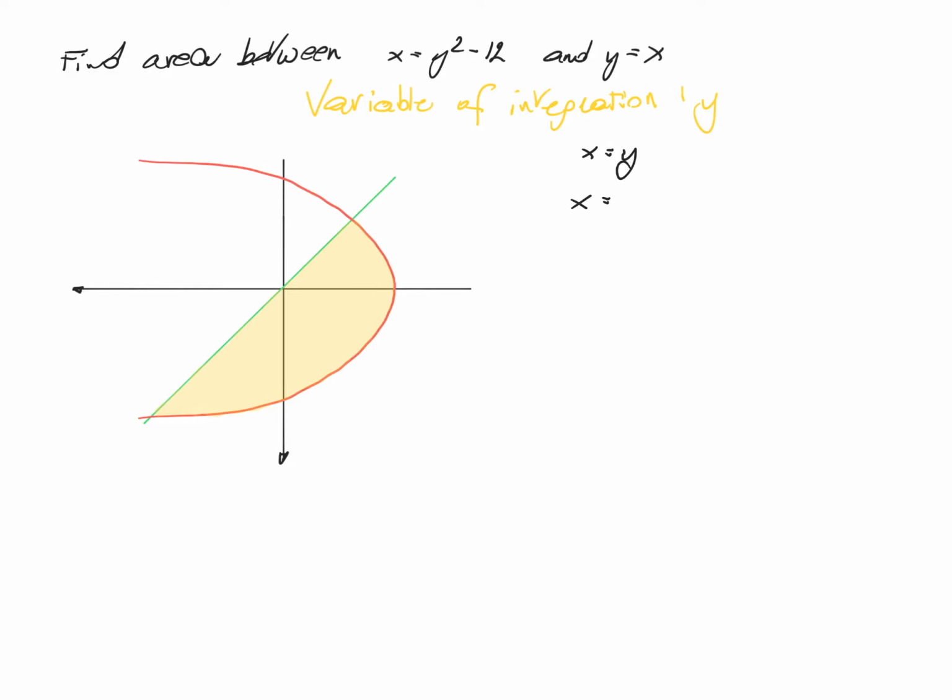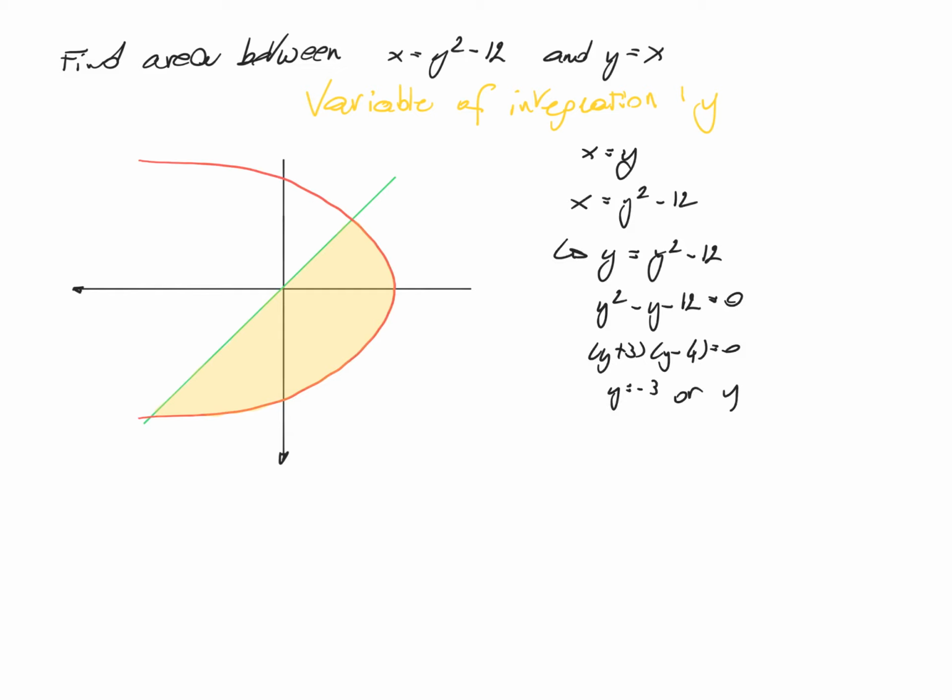function x is y squared minus 12, and then we need the points of intersection, so the points where y is equal to y squared minus 12, or y squared minus y minus 12 is 0, which means that y plus 3 times y minus 4 is 0, so y is minus 3, or y is equal to 4. And then we can calculate the area as the integral, so the integral from minus 3 to 4.